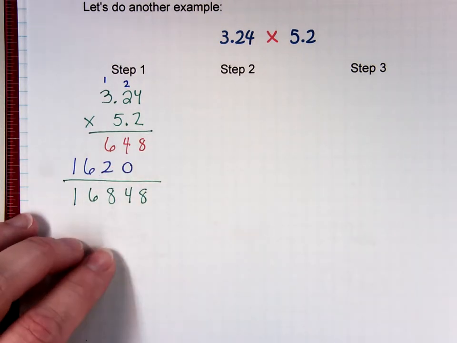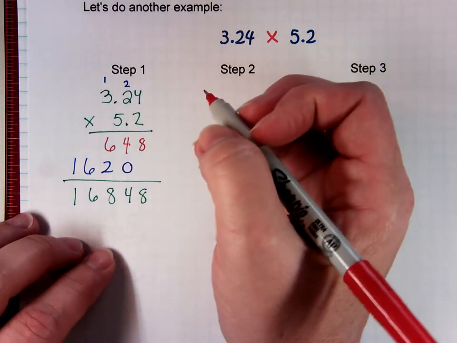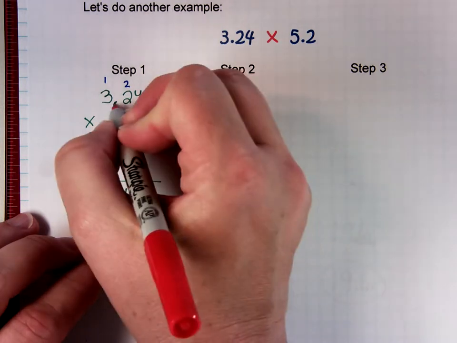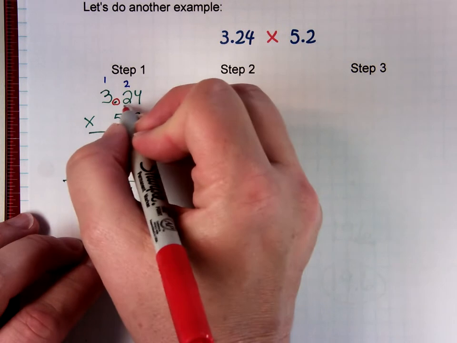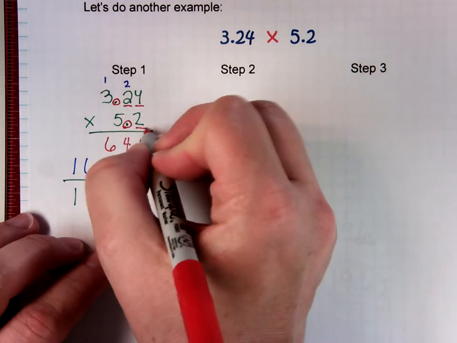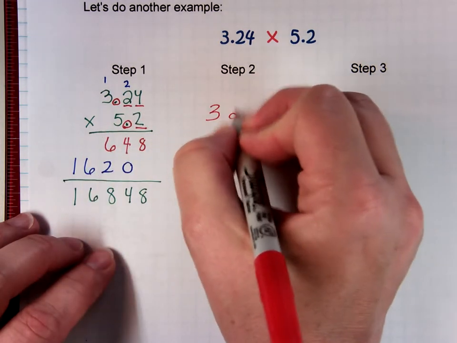That is step 1. Step 2. Count how many digits are on the right side of the decimal points in the numbers that you started with. This time there's more than one digit to the right of the decimal. You see there's a decimal there and a decimal here. To the right I have 1, 2, 3. 3 digits.